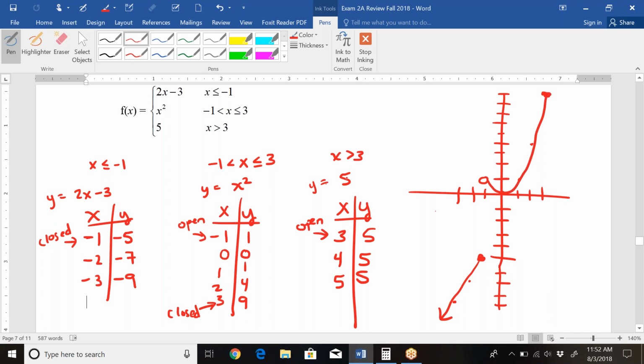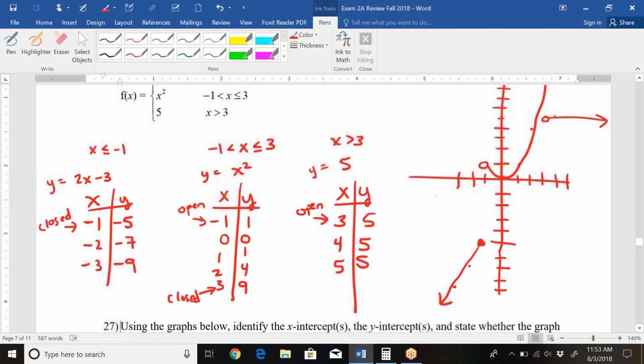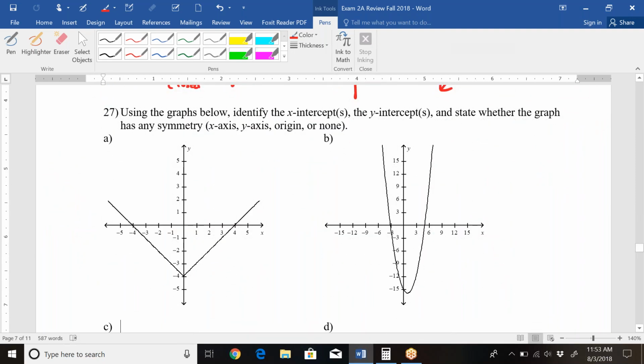And then at (3, 5), which is 1, 2, 3, up 1, 2, 3, 4, 5, we have an open circle, and then this is also the same height forever. So it's just going to be a horizontal line. Okay. And then this last example for the review for 2A.